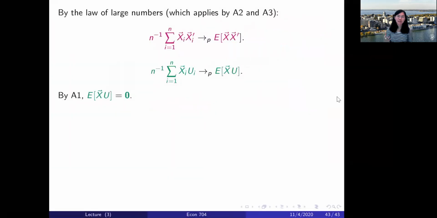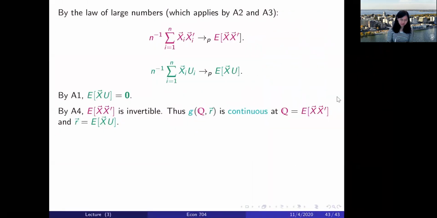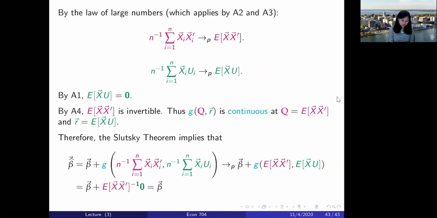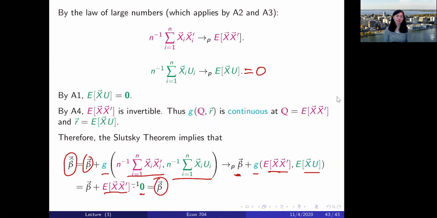Now we are ready to apply the Slutsky theorem. We can apply the Slutsky theorem also because this matrix is invertible by the non-perfect multicollinearity assumption. And therefore g of Q, R is continuous at this limiting point. So we can apply the Slutsky theorem and show that beta hat equals beta plus g of Qn, Rn, converges to, sorry, not beta hat, converges to beta plus g of Q0, R0. And g of Q0, R0 is the Q0 inverse times R0, but R0 is zero. So therefore, the limit of the ordinary least squares estimator is the true value.